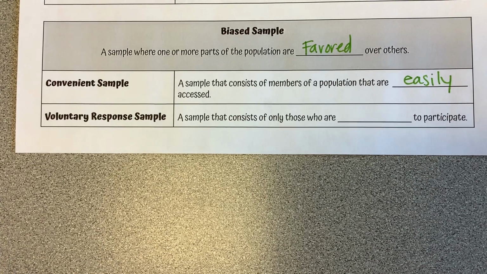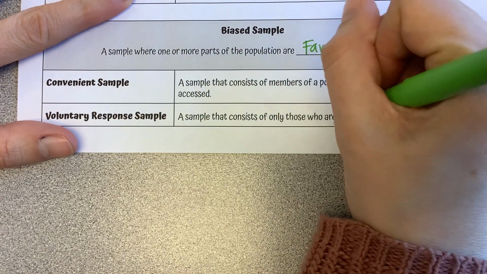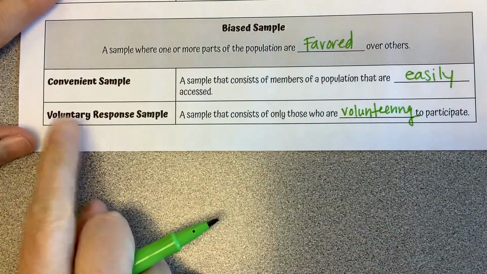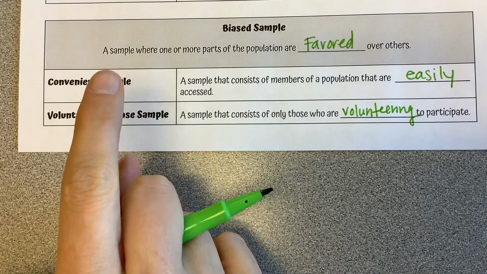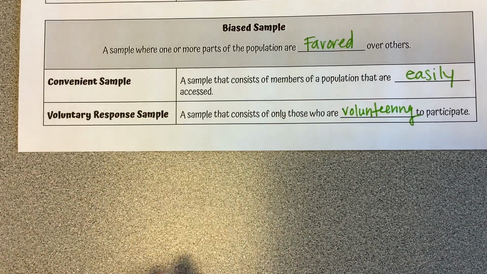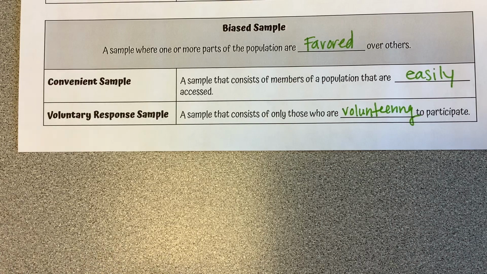Or a voluntary response sample is a sample that consists only of those who are volunteering to participate. The reason that voluntary responses are biased is if you think about reviews on a website. If you go onto Amazon and see reviews for a product, most likely, if people are reviewing, they either really love the product, they thought it was awesome, or they hated it, right? People are picking and choosing. You're not going to get your average person's review on things.